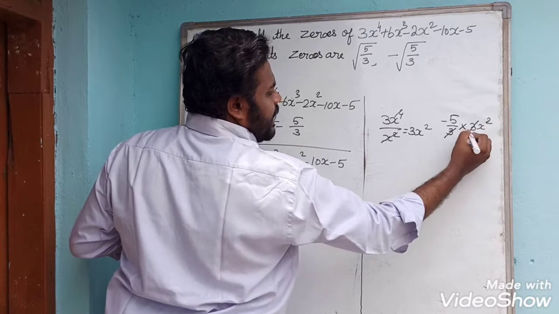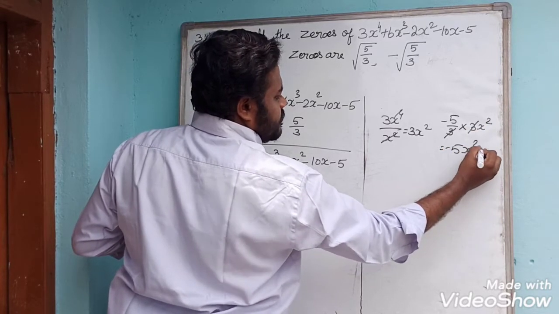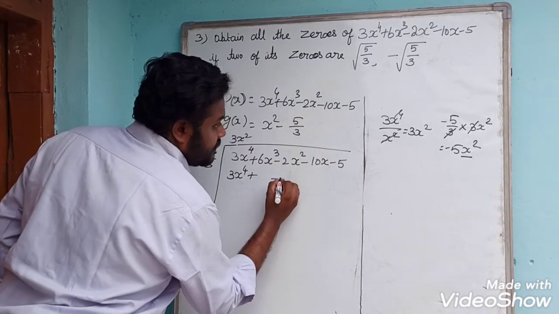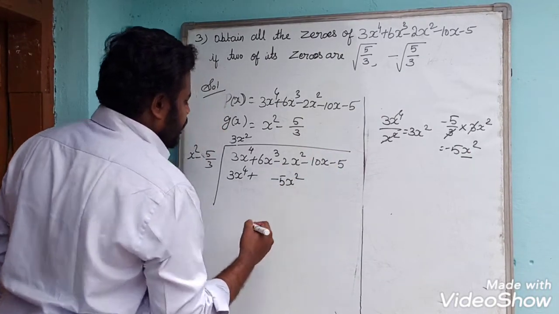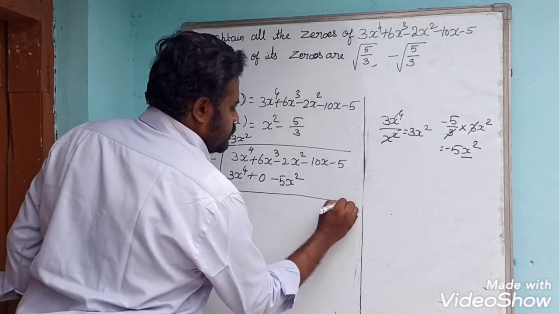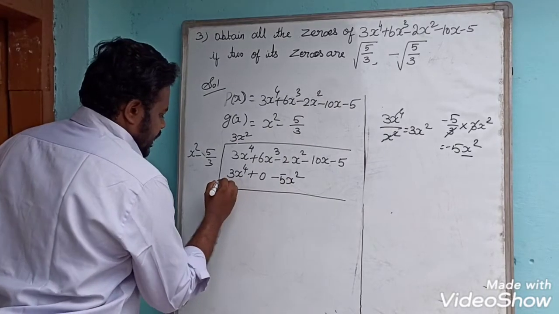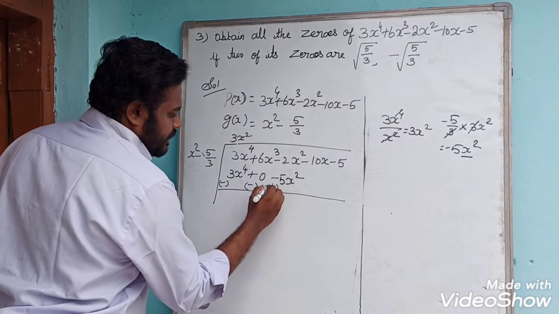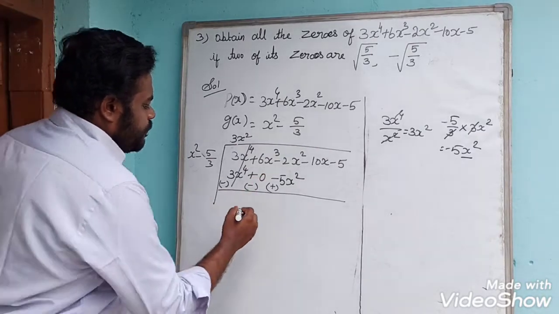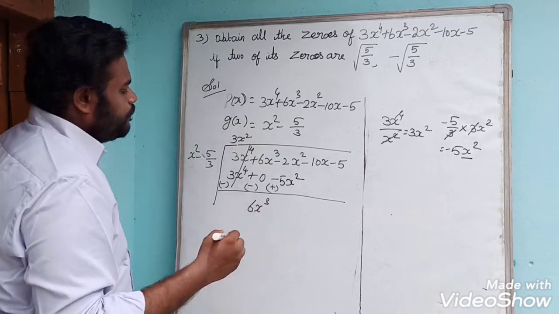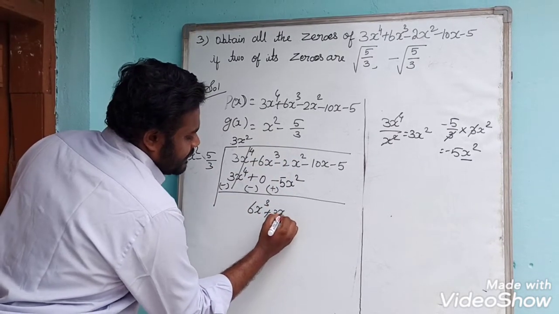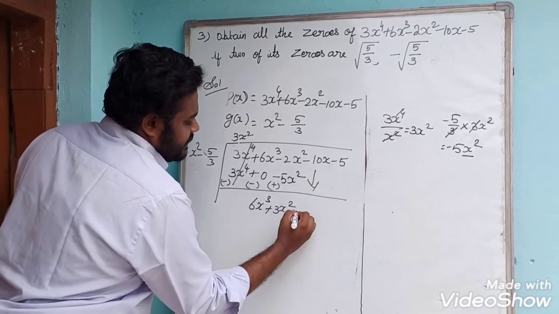So here 3 cancel, we get minus 5x square in the form of x square term. So we substitute minus 5x square here. There is no term for x cube, we put 0. So as usual method, we have to change the symbol, minus, minus, and then plus. Here this one becomes cancel. So 6x cube, we take it as 6x cube plus 5x square minus 2x square plus 3x square, and we take minus 10x.